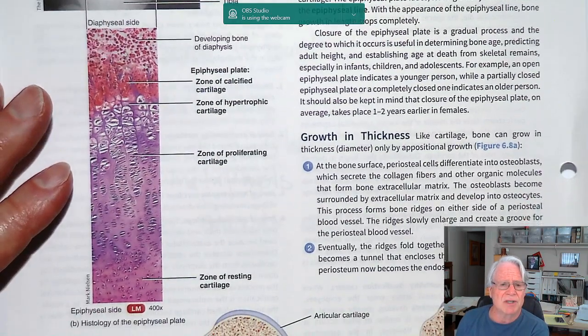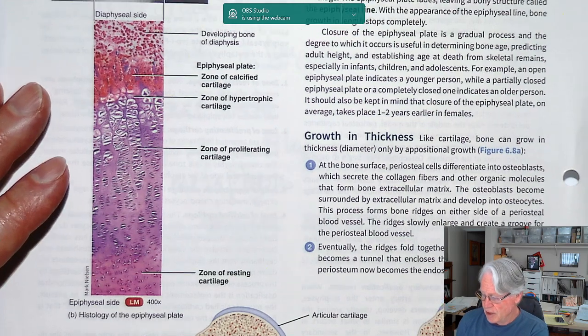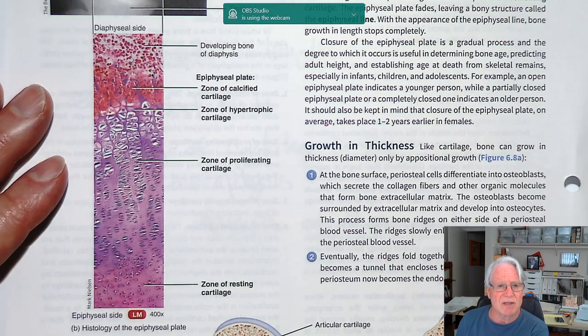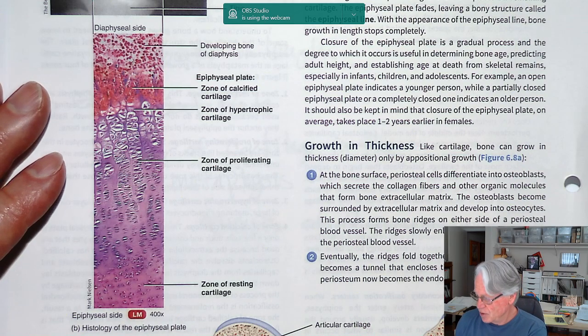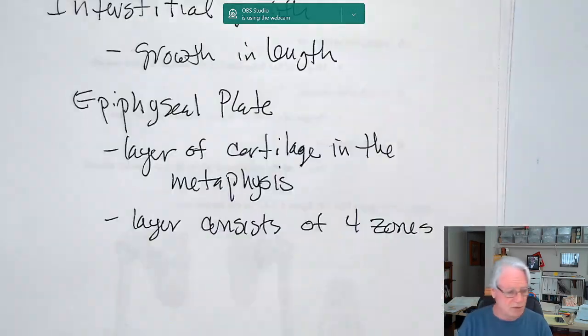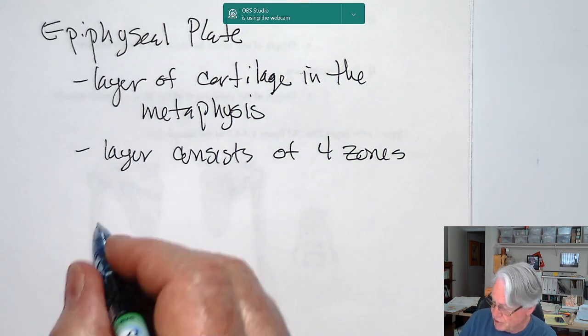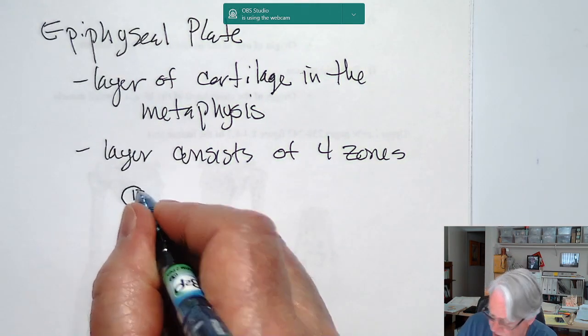So what we're going to see is a process by which we can increase the length of the bone. So let's first describe each of these zones and then talk about how that increase in length happens as the result of the way this layer, this epiphyseal plate, behaves. Okay. So we'll take a look at that. So it consists of 4 layers, and we'll just list the layers and then we'll describe each one.